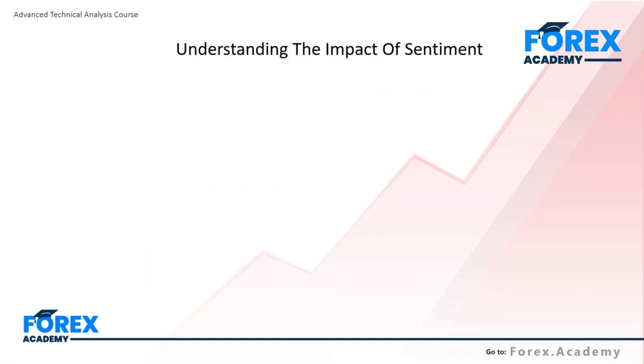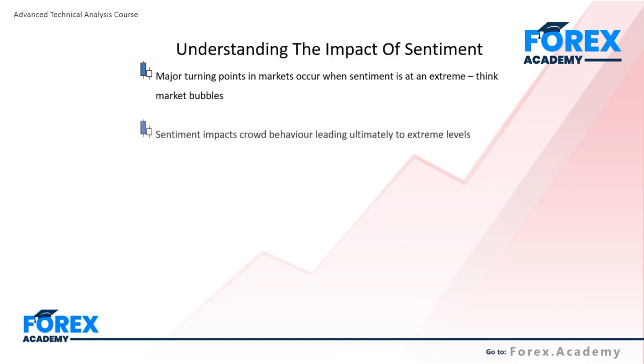As we mentioned earlier, major turning points in markets occur when sentiment is at an extreme. Sentiment impacts crowd behavior, leading ultimately to extreme levels. What we tend to see is that when sentiment changes dramatically, markets react violently because everybody realizes that they are potentially wrong.